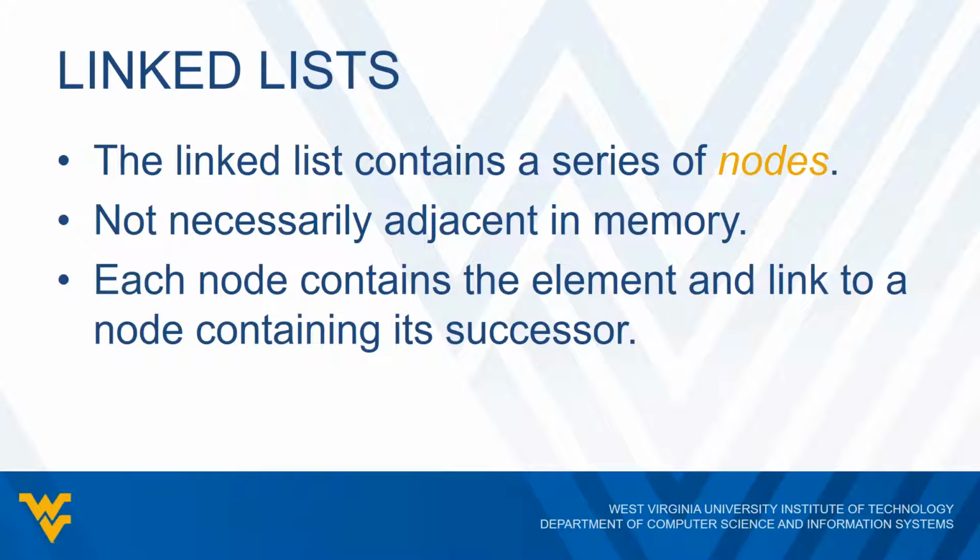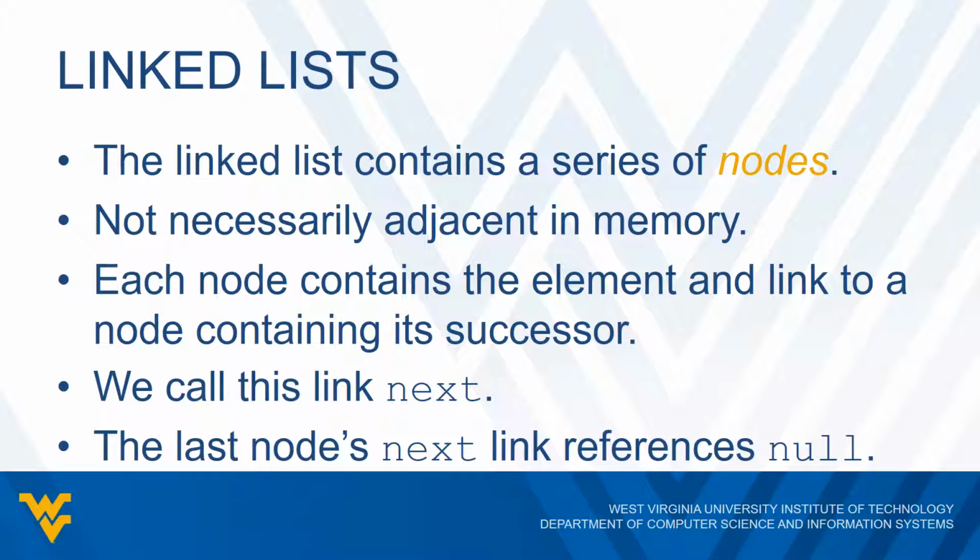And the idea with this is each node would contain the element, so the value of that item in our list, and it also contains a link to the next node in the list. So it would be a link to the node that contains the successor of this item. For our purposes, we'll call this link next, and then you might be asking, well, what happens if we get to the end of this list? If the last node has a link to the next element, what do we do with that? Well, for that last node, the next link will reference what we call null, which simply means it points to nothing. It doesn't point to anything in our memory.